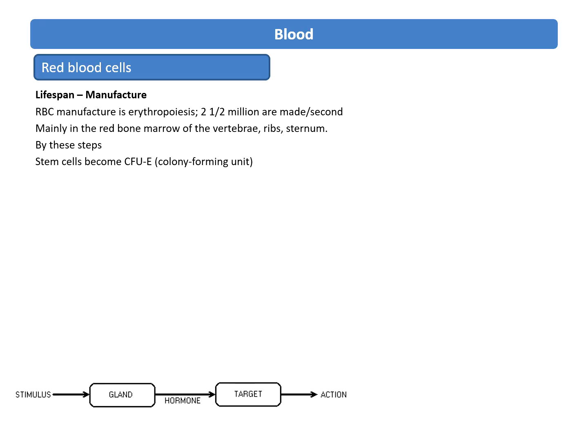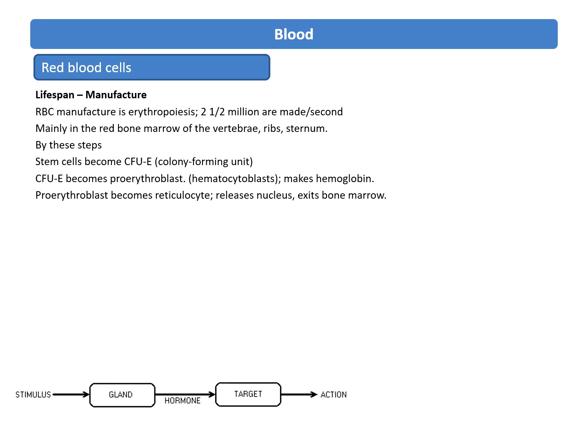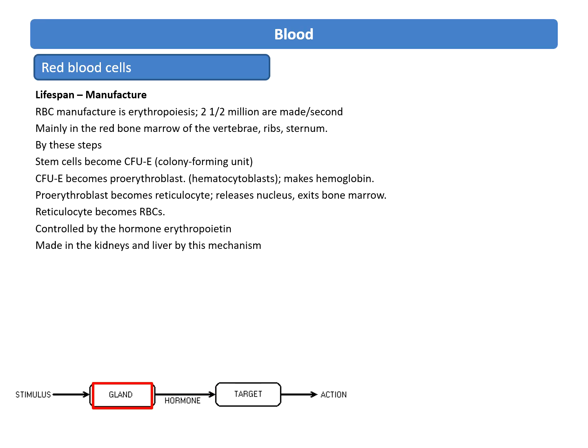Stem cells become a CFUE, that is a colony-forming unit, and the colony-forming unit becomes a proerythroblast, also called hematocytoblast. It makes hemoglobin. Proerythroblast then becomes a reticulocyte. It releases the nucleus and exits the bone marrow. Reticulocytes then mature into red blood cells. This process is controlled by the hormone erythropoietin.